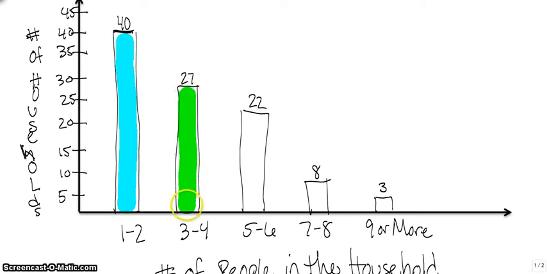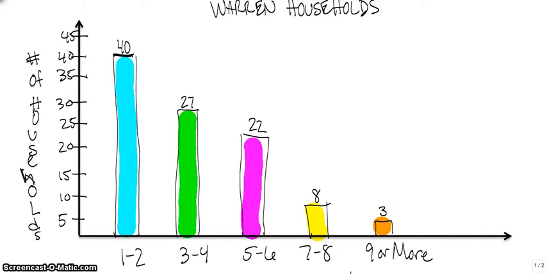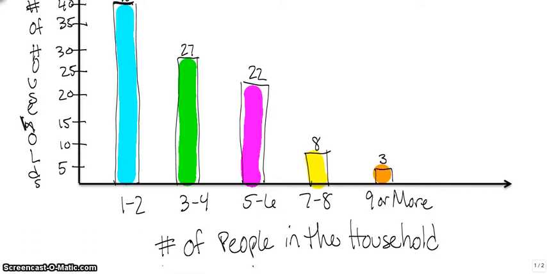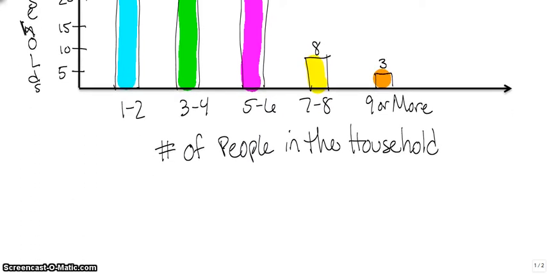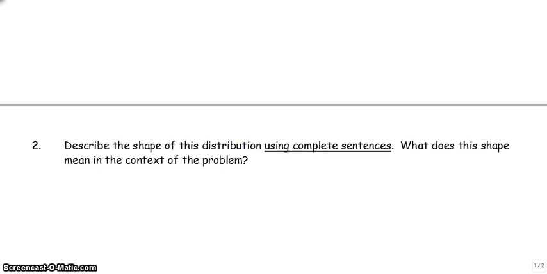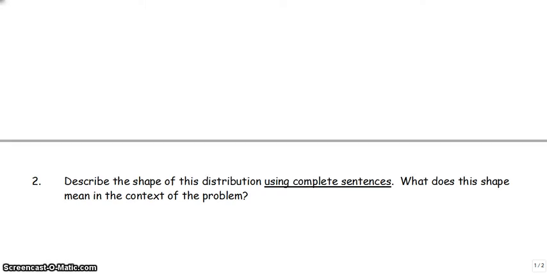Sometimes coloring is exciting. Sometimes it makes it stand out a little bit more. So now that we have our histogram, it's labeled. Both axes are labeled. I have a title. I've graphed my histogram. Now, let's answer some questions about the histogram. Describe the shape of this distribution using complete sentences. What does the shape mean in the context of the problem?